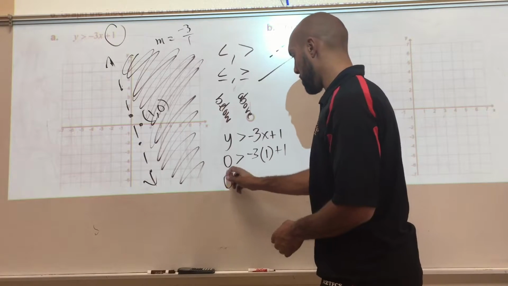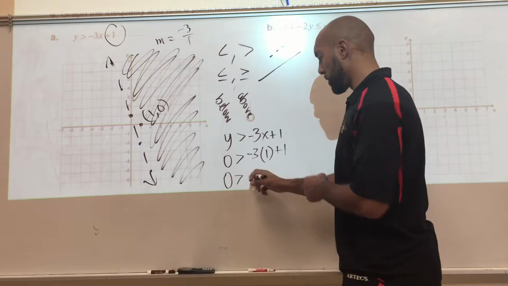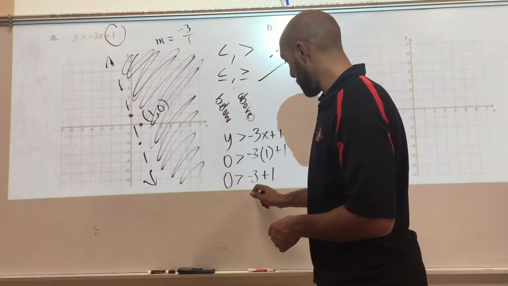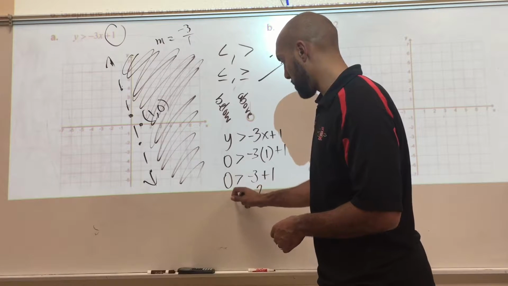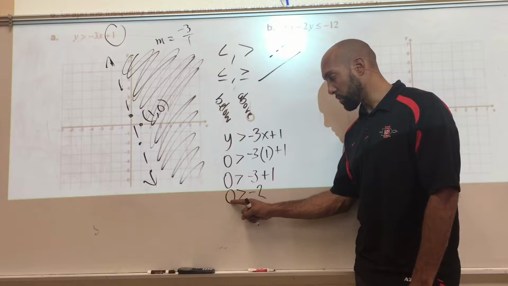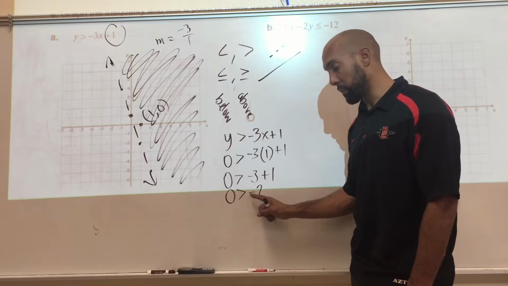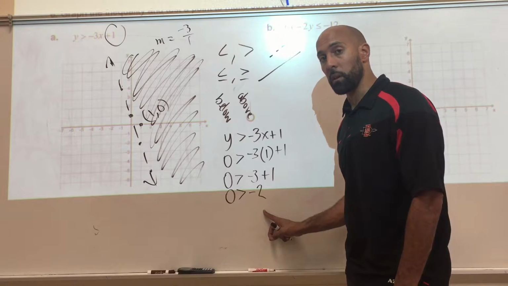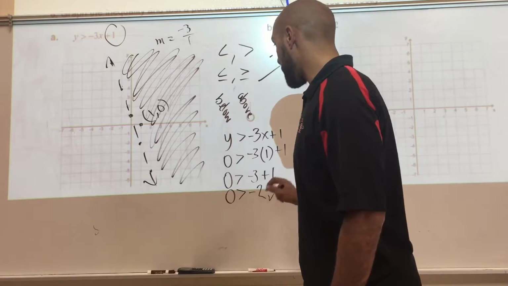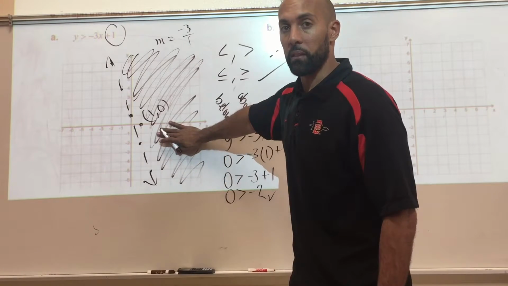Now, -3 times 1 is just -3, and then plus 1 is -2. And then you have to say to yourself, is that right? Is 0 greater than -2? Yeah, 0 is always greater than any negative number. So that's right, so that means that we did our shading correctly.